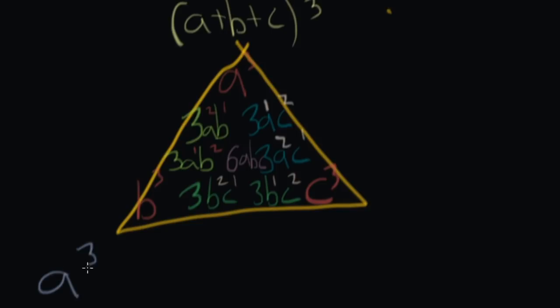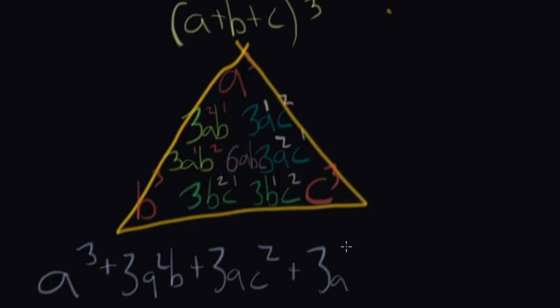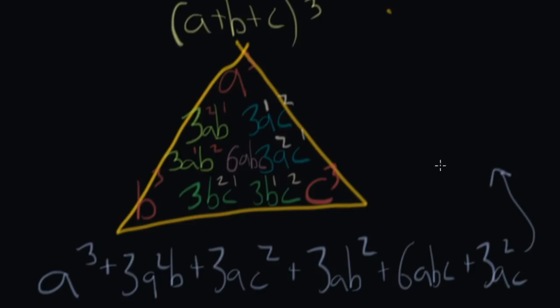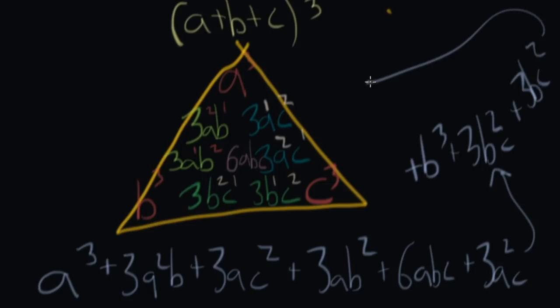So it'd be a cubed plus 3a squared b plus 3ac squared plus 3ab squared plus 6abc, I'm running out of room, plus 3a squared c, well, we're going to go over there, plus b cubed plus 3b squared c plus 3bc squared. Why did we start this question? Well, let's finish it off. Plus c cubed. Whew. Okay, that was the craziest question of the year, definitely.